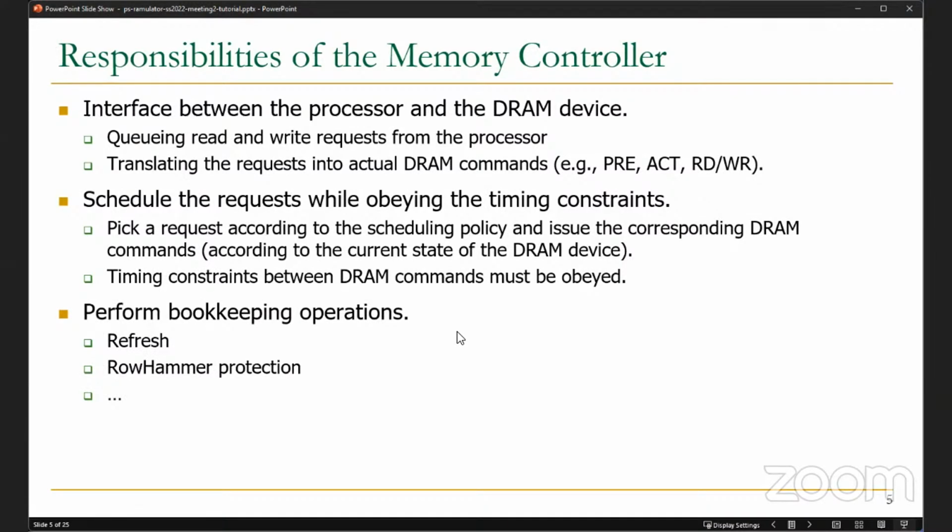Third, it also performs various bookkeeping operations. For example, it will periodically issue refresh commands according to the defined refresh strategy of the DRAM standard. And in some cases, we build RowHammer protection at the memory controller level, and this is also handled here. And of course, if you extend Ramulator, it will probably perform more of these kinds of operations.